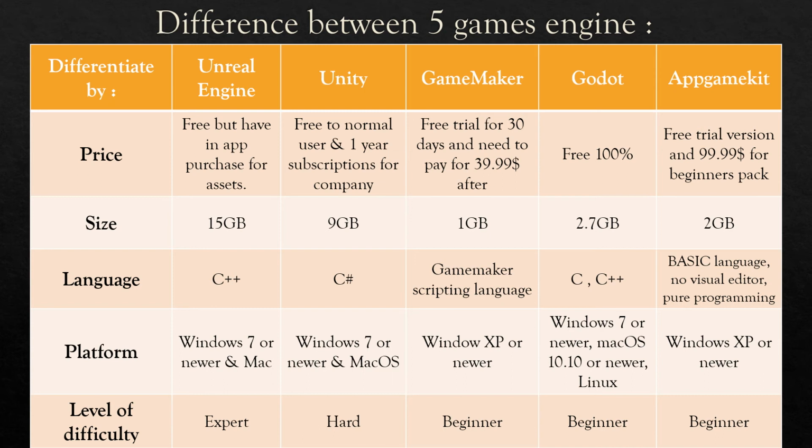Okay, the language for each of the 5 top engines here. For Unreal, C++. Unity, C Sharp. GameMaker uses a scripting language, meaning its own scripting language. Godot, C and C++. And App Game Kit, I'm not really sure about this, it's a BASIC language. I think maybe it's more like pure programming, maybe more like algorithms.